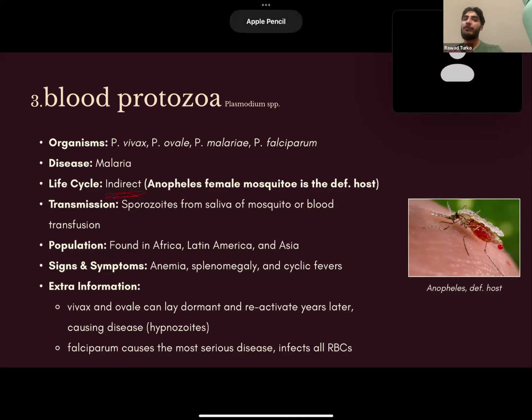Vivax and ovale have a different stage in their life cycle called hypnozoites. I guess you can remember it because hypnosis means, when you think of somebody who's hypnotized, he might be asleep. So you might think of hypnozoites as dormant stages in the Plasmodium life cycle. And they only occur with vivax or ovale infections. And again, falciparum causes the most serious disease because it infects all stages of the red blood cells. We'll talk about that in a second, inshallah.